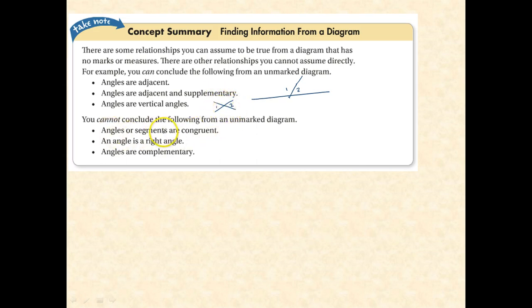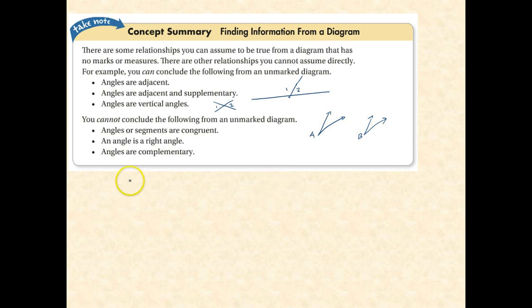What you can't say is that two angles are congruent. If you see angle A and angle B like this, and they're not marked, they don't have little arcs saying they're congruent, you can't just say, hey, they look the same, they must be congruent. Can't do it. Unless they have little marks like this, then now we can say they're congruent. But without those, I can't do it.